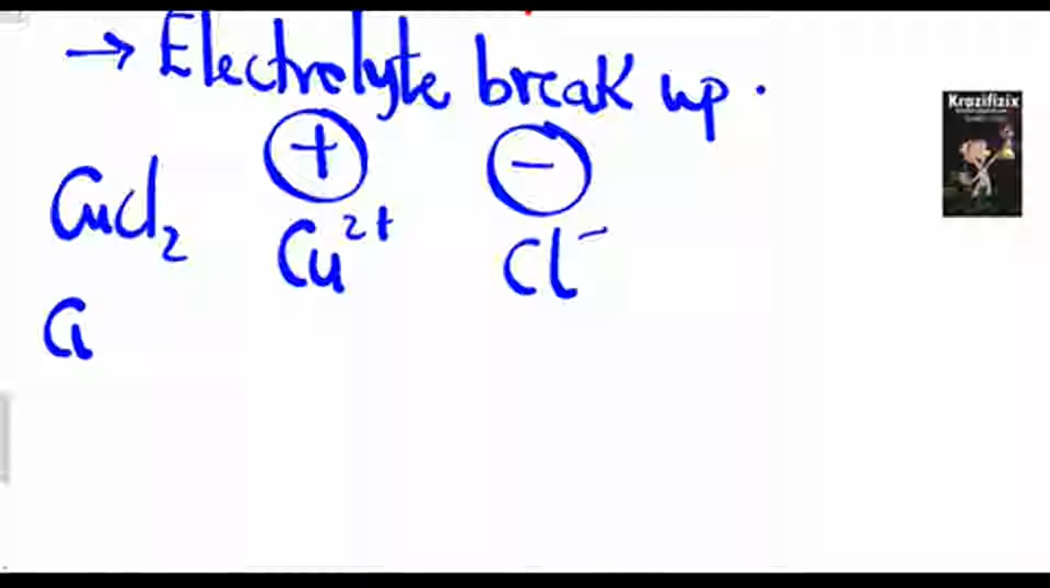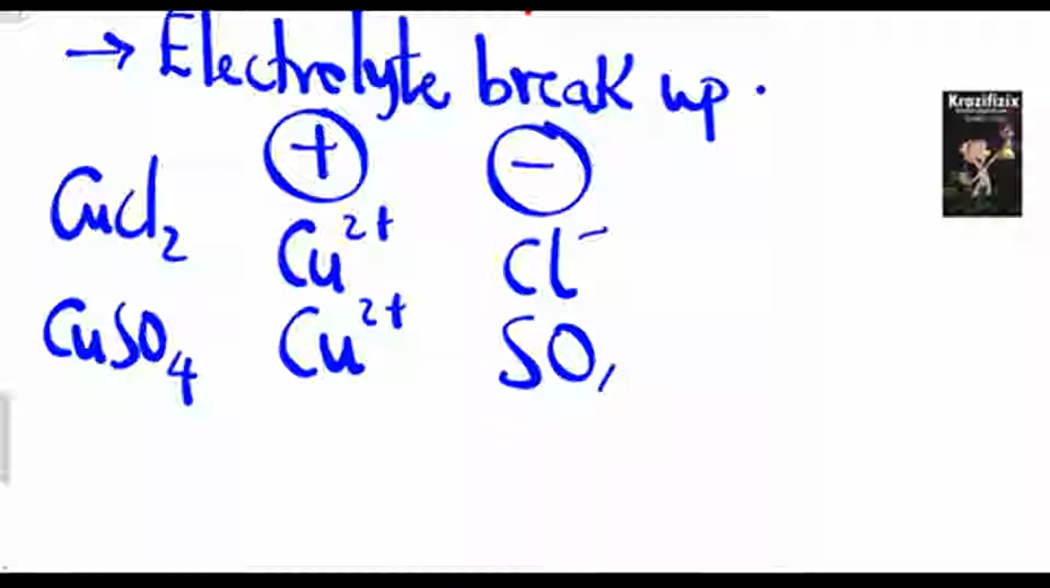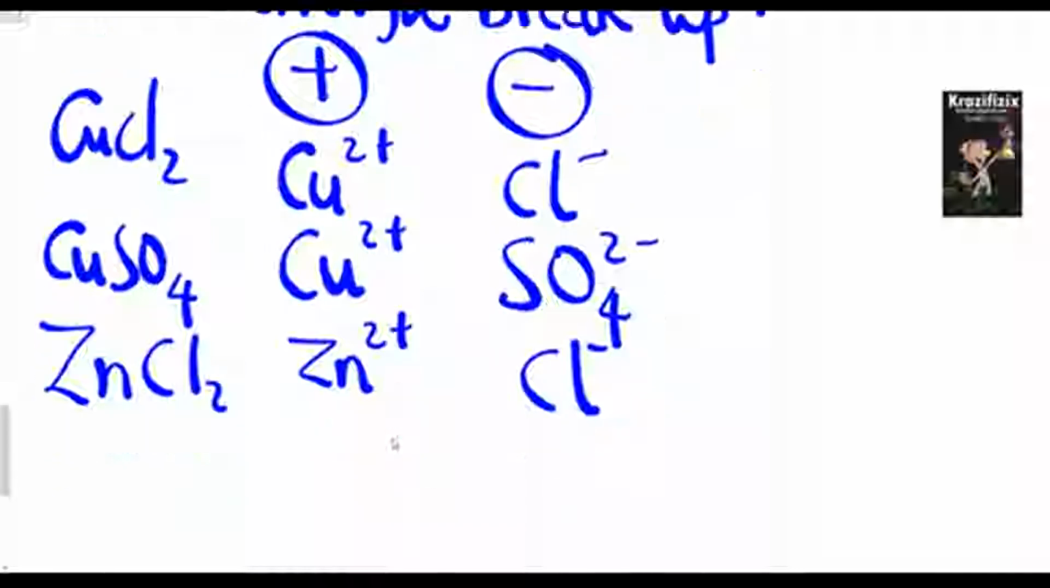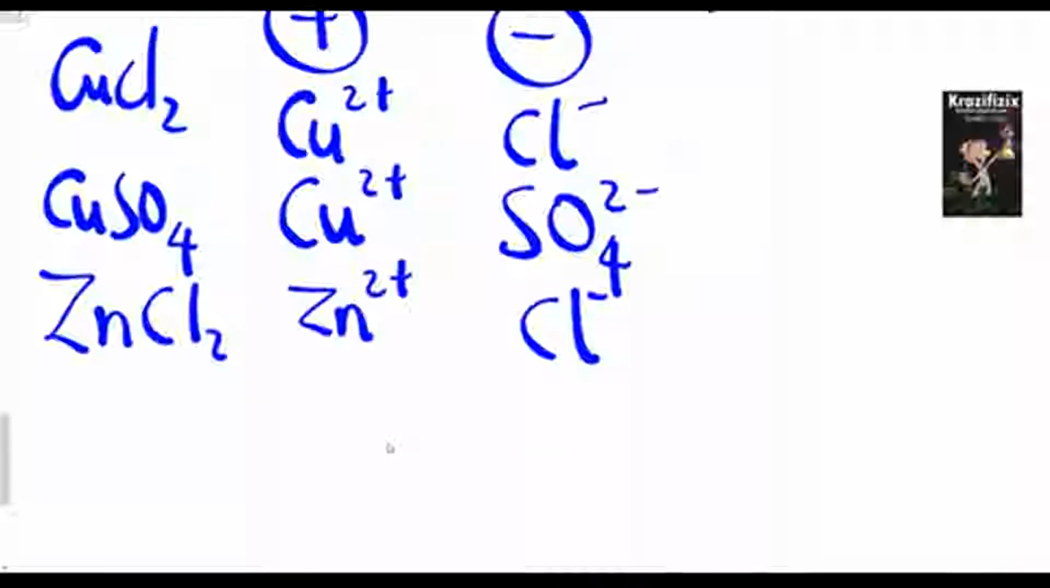If we have copper sulfate, for example, what are we going to have? We have copper there, and you have your sulfate ions. If you have your zinc chloride, again, you have your zinc 2 plus, and you have your Cl minus. So all these are ionic compounds because there must be transfer of electrons.